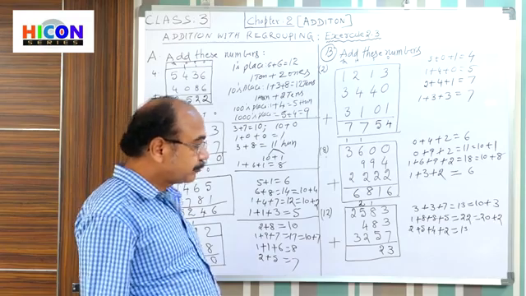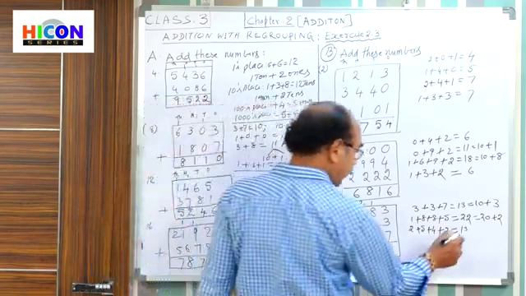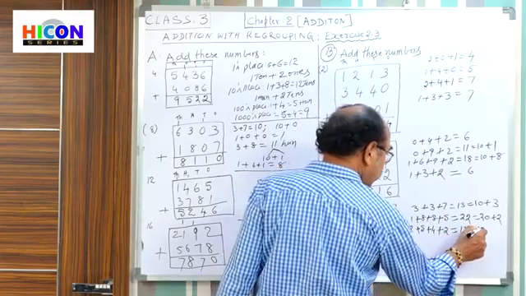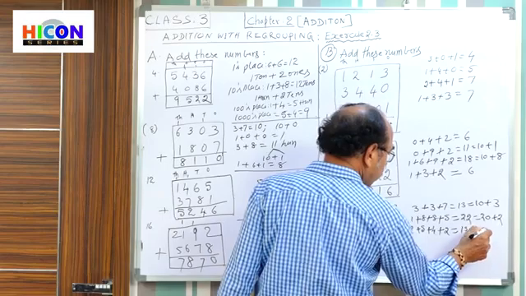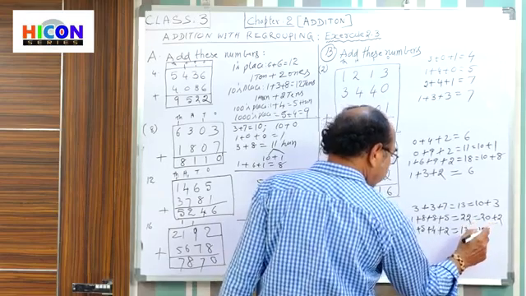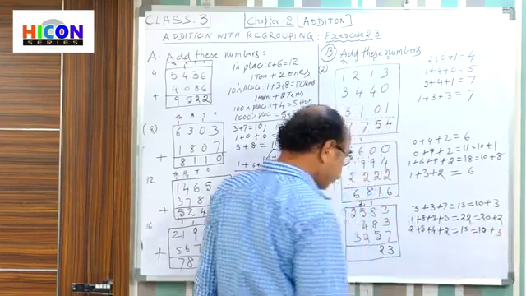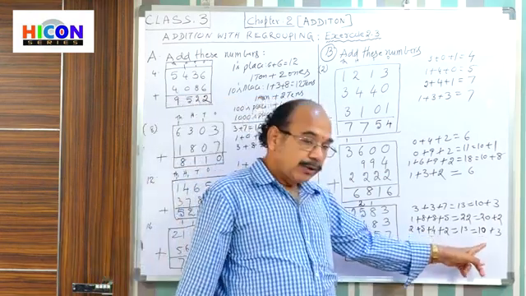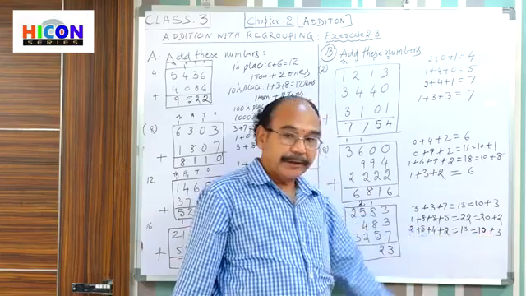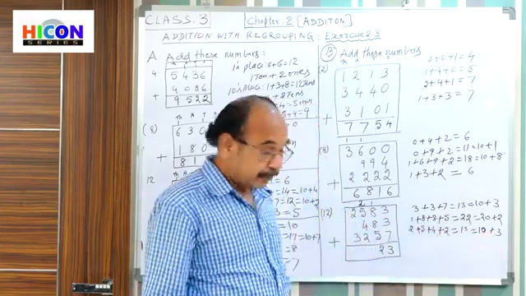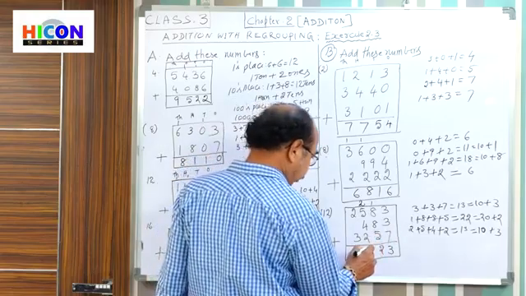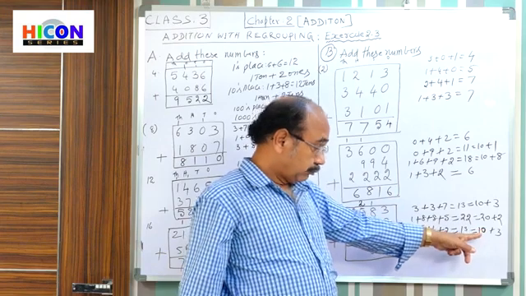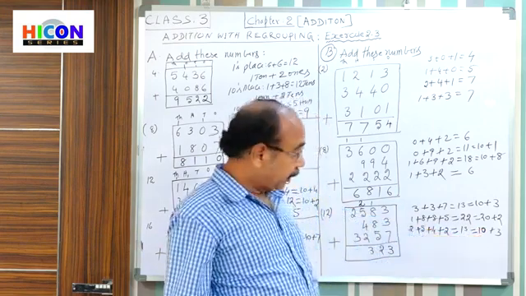1300s. 1300s can be broken as 10 plus 3. That means total 1300, 1000 plus 300. So that 3 we write here. And 10 hundreds make 1000.